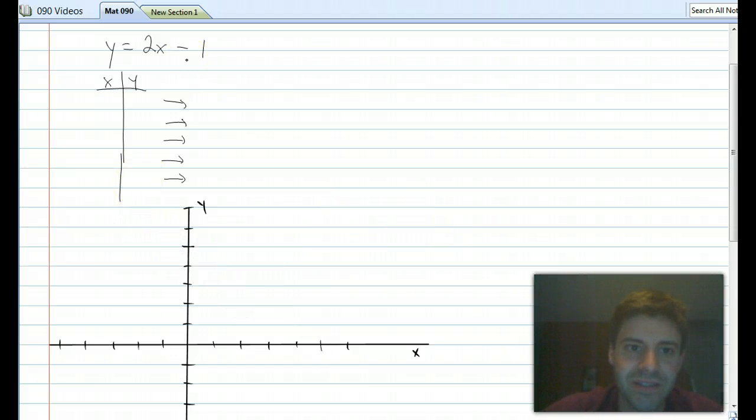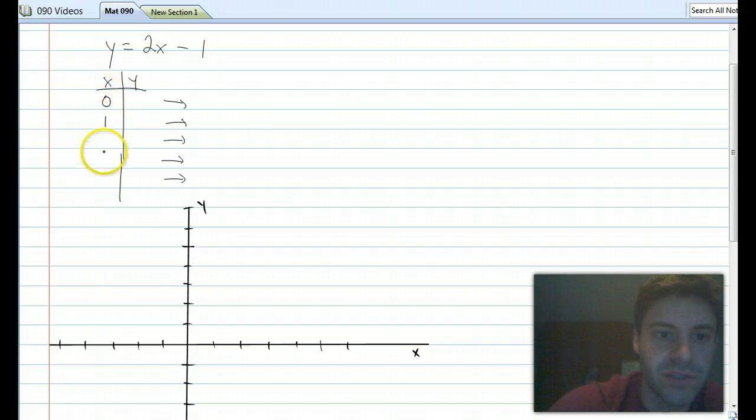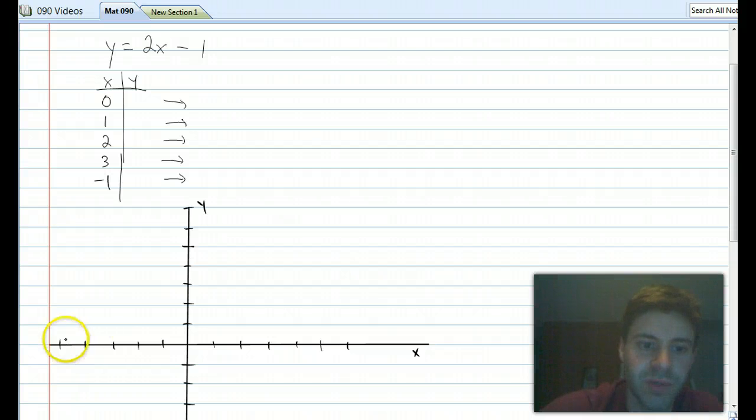It may not be easy to come up with a bunch of x and y values that satisfy this equation right off the top of your head. So what we usually do is pick some x values. I'm going to choose some x values. You can choose whatever you want. I'm going to choose 0, 1, 2, say 3, and -1. Now again, you can choose whatever x values you like, but keep them kind of small because we want to be able to plot them on our xy plane.